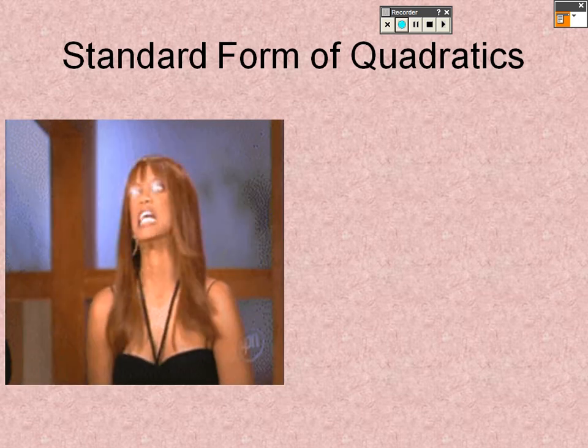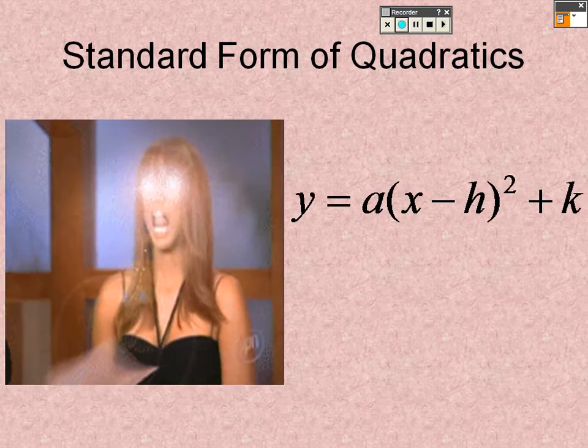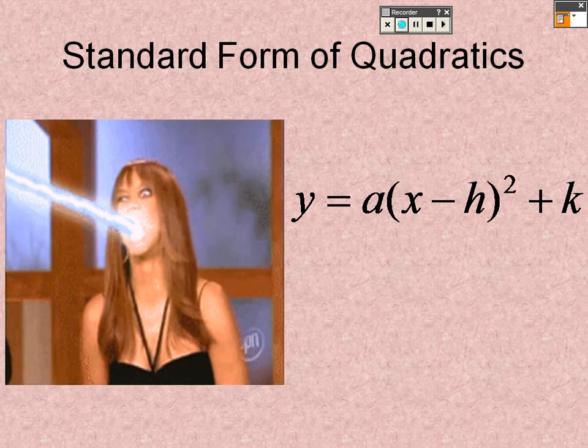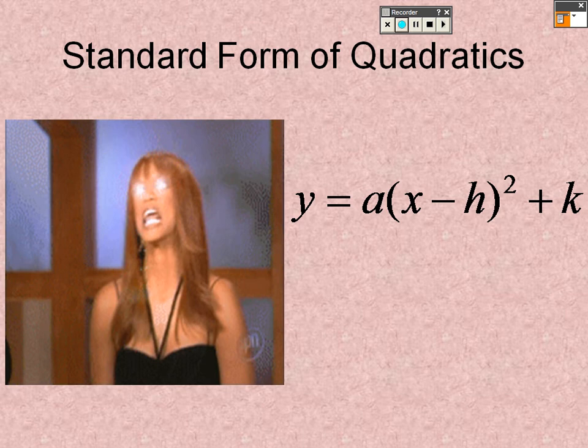So this is the standard form for quadratics. y equals a times the quantity x minus h squared plus k. You're going to have to remember that.